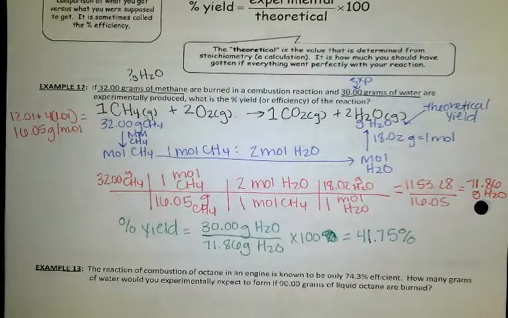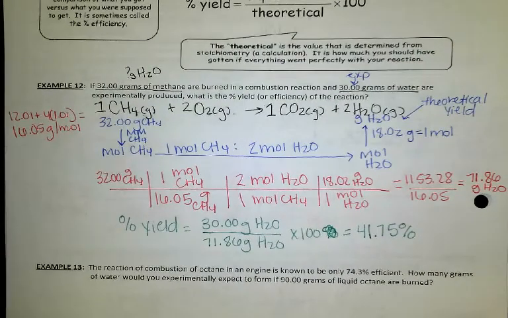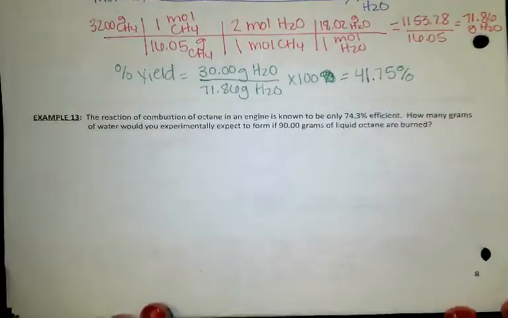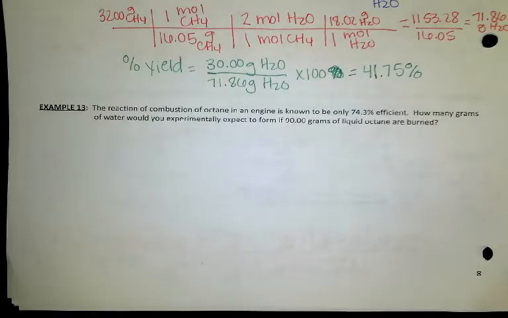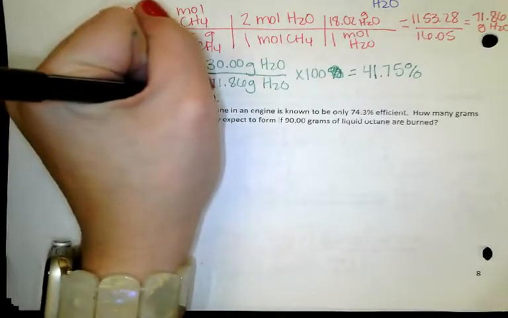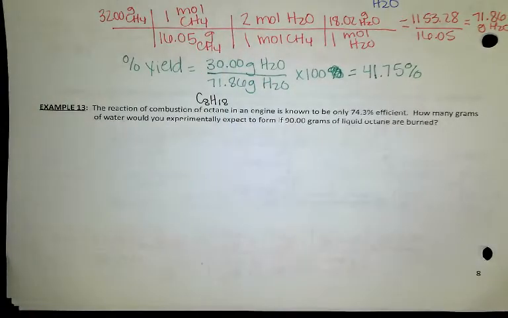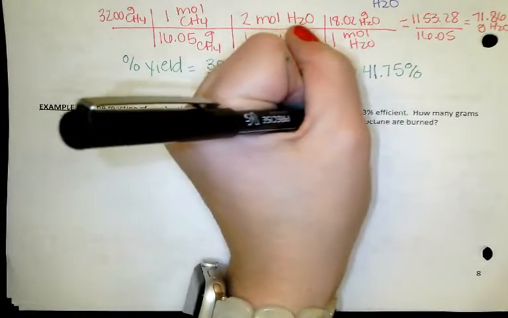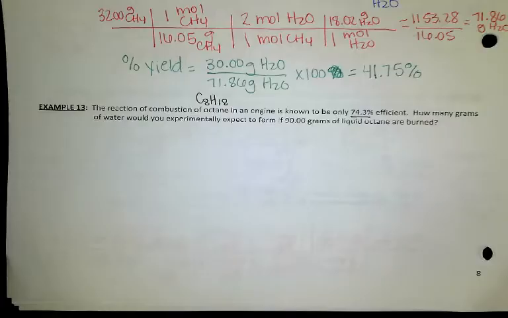Now let's look at the next one. It says the reaction of combustion of octane, okay, so octane C8H18 in an engine is known to be only 74.3% efficient. How many grams of water would you experimentally expect to form if 90 grams of liquid octane are burned? Okay, so for this one, you're going to have to kind of do it kind of backwards.